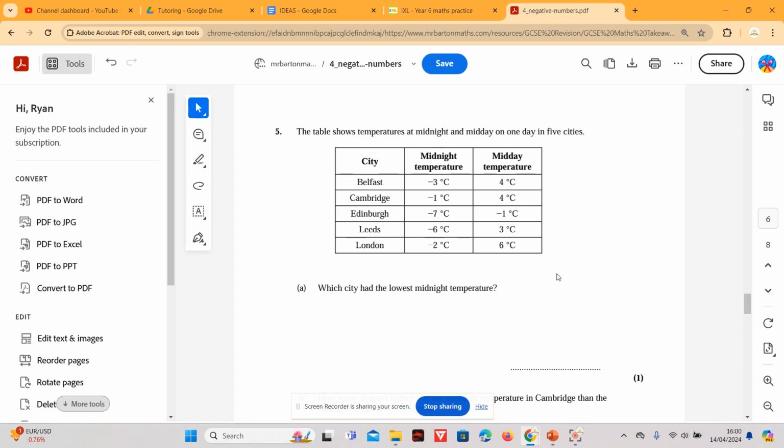Which city had the lowest midnight temperature? For this one, we've got to be careful because we're only looking at the midnight temperature. And the lowest temperature I can see is the -7, which is linked to Edinburgh. So I'm just going to put E for Edinburgh here.